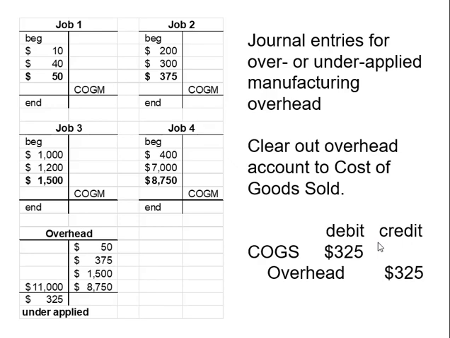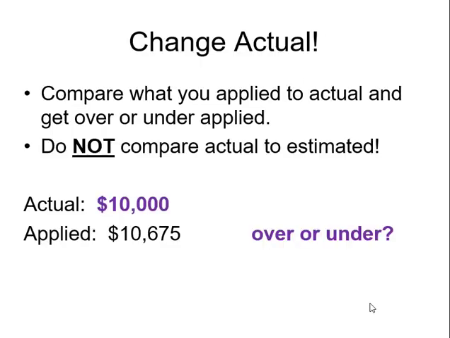These are journal entries for over and underapplied. If you're using journal entries in your class, here are your debits and credits for the difference between the 11,000 actual and what was applied to those four jobs. It didn't apply quite enough. So that 325 would be added to cost of goods sold, and that would clear out the overhead account, which has to be cleared out each period.